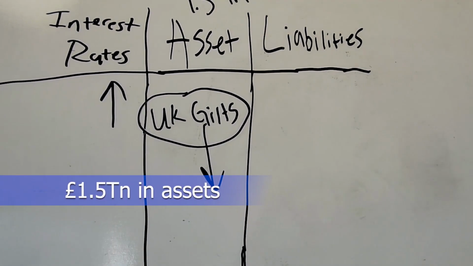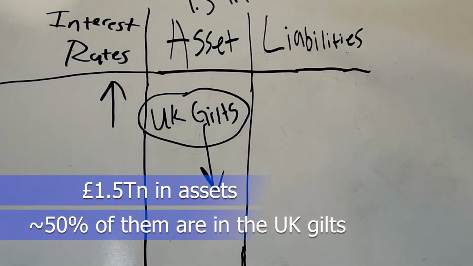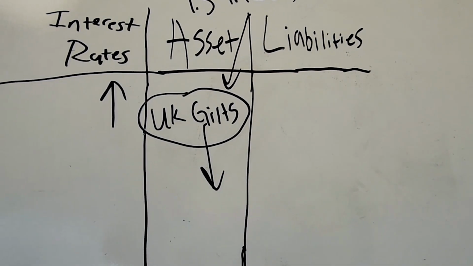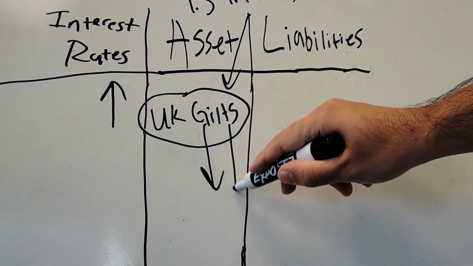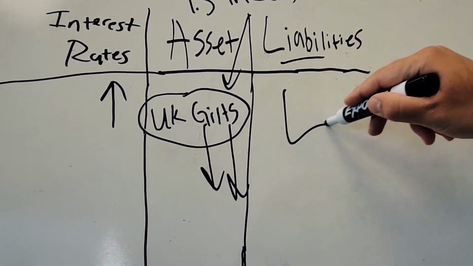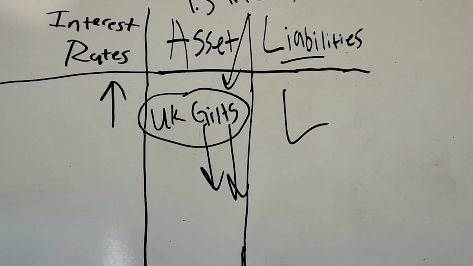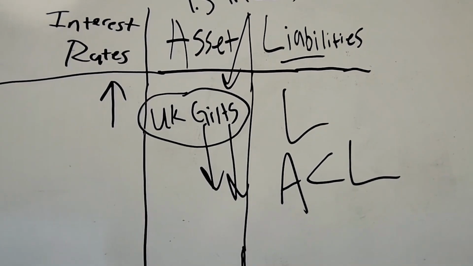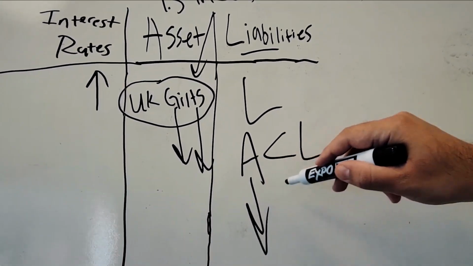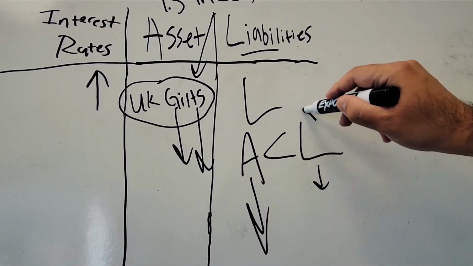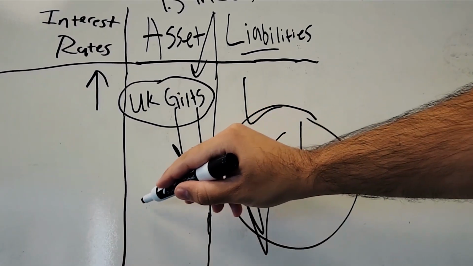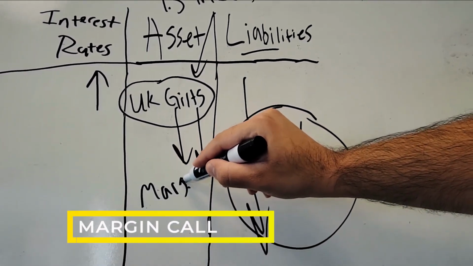Now, these pension schemes hold about 1.5 trillion pounds in assets, and about 50% of these are in the UK gilts. Now, if you can imagine, if these assets are dropping in value faster than the liabilities, you have that scenario like I showed you before, assets less than the liabilities. And if this asset part, again, dropping more than the liabilities, you have an issue with the pension funds, and then it leads to something that is called a margin call.